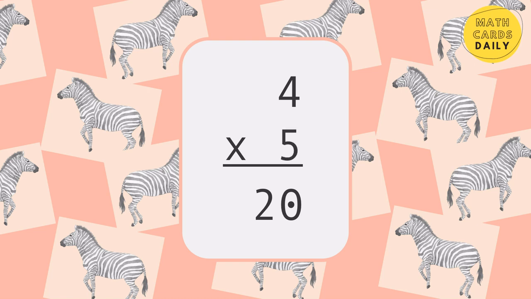4 times 5 equals 20. 4 times 7 is equal to 28. 4 times 6 is equal to 24. 4 times 9 equals 36.